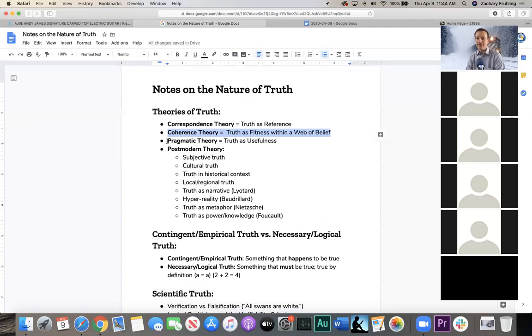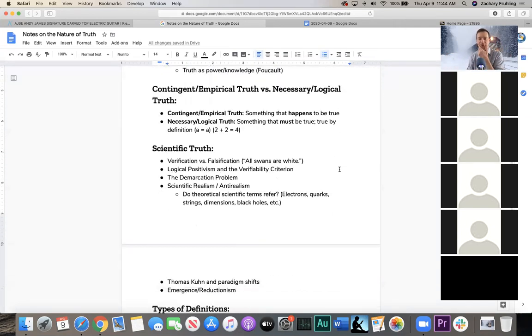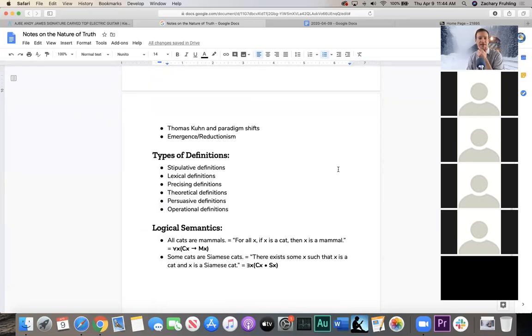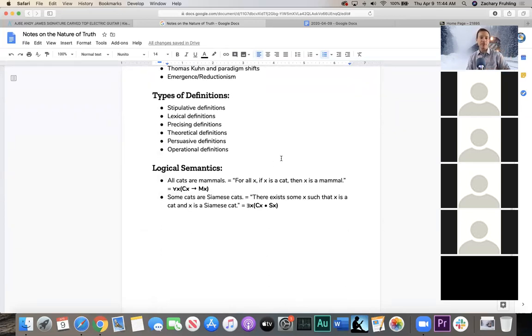Or the operational definitions, for example, would be an example of pragmatic theory. What does it mean for something to be true? Well, if it has certain practical, testable consequences in this context, then that would be a true operational definition of a term, something we can empirically test. So definitions themselves are complicated. The last thing I wanted to cover really quickly, and again, there won't be any tests on this. You don't even have to include this in your paper, but it's interesting.